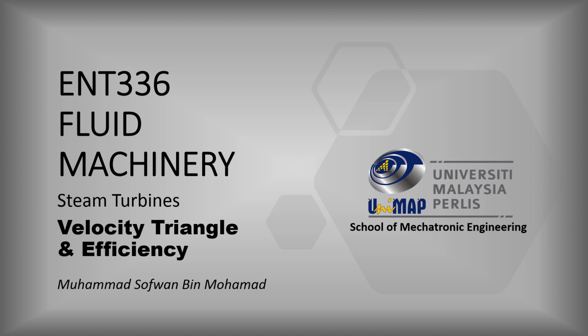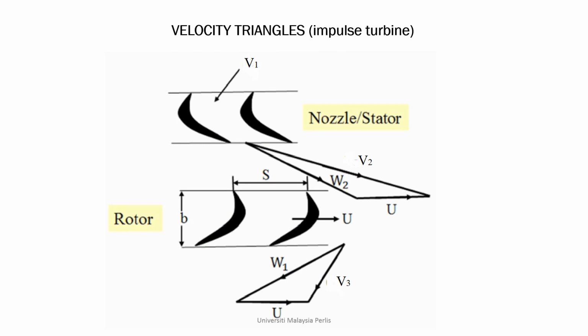Today, I will talk about the velocity triangles and efficiency of steam turbine. This is an impulse turbine stage consists of the nozzle and rotor. Steam enters the nozzle at the inlet with velocity v1 and leaves the nozzle with absolute velocity v2. We can see here that the velocity v2 is increased in several order compared to v1 by the nozzle. The steam then enters the rotor and glide through the rotor and then exit the rotor with absolute velocity of v3.